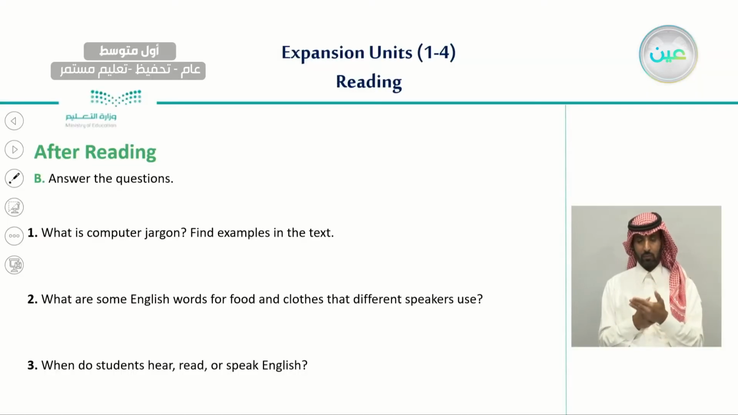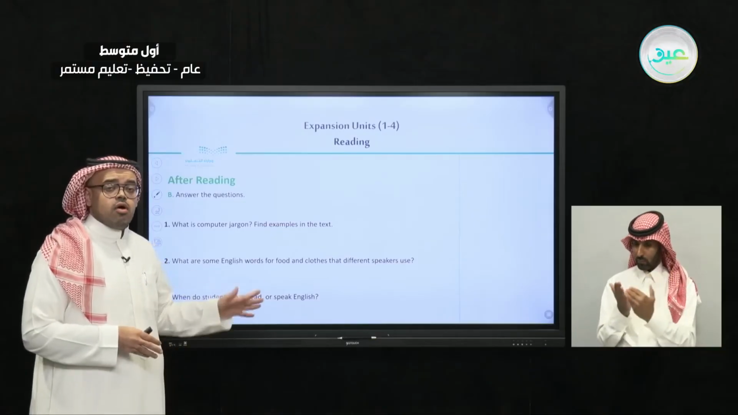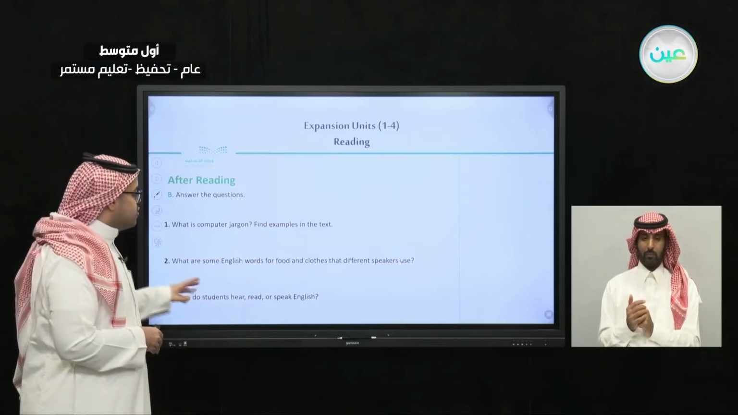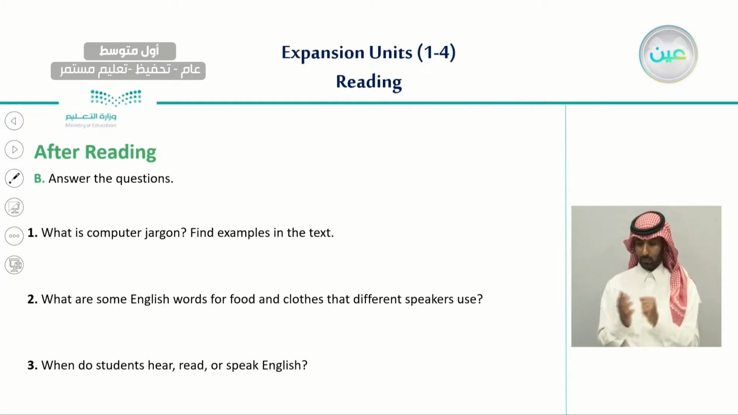Now let us move on to the second exercise. Also we're going to read the text and try to elicit the answers to these questions. So let's read the questions first. Number 1, what is computer jargon? Find examples in the text. And number 2, what are some English words for food and clothes that different speakers use? And number 3, when do students hear, read, or speak English? So let's begin with the first one.